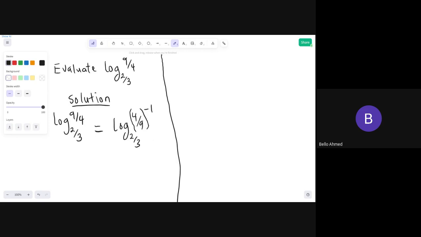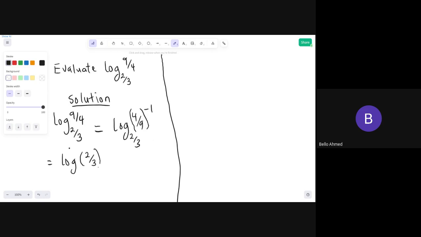Now, remember that we will still need to make the 4 over 9 equal to 2 over 3 so that they can have the same base. So we can say logarithm of the 4 over 9, we can break it down to 2 over 3, and then raised to the power of 2. But then everything is raised to the power of negative 1.